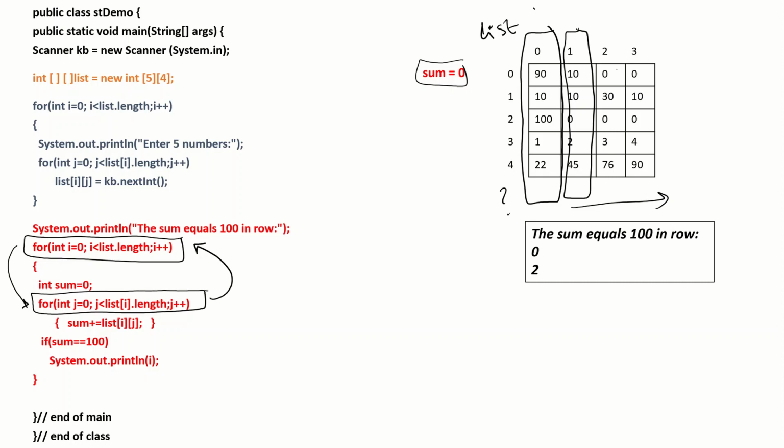And just as we mentioned before, if you move your column up, just remember list of i.length. This may give you a compiling error, so you can use only the number of columns, which is 4, and this is fine. Or you can use list of 0.length.